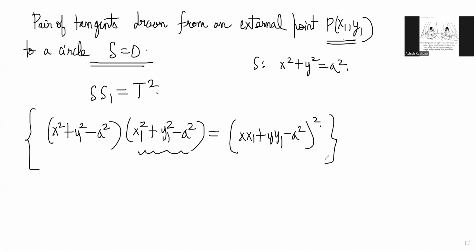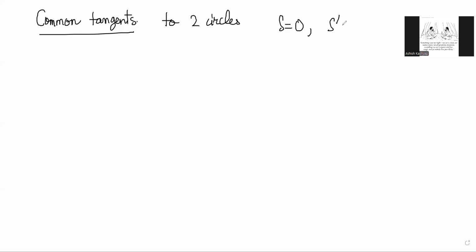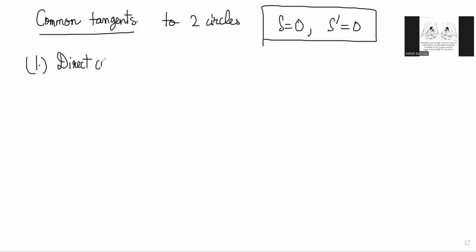Okay. Next thing that we want to talk about is the idea of common tangents to two circles, and the two circles are given by S is equal to 0 and S dash is equal to 0. These are the equations of the two circles. So how do we find common tangents? First of all, you have to understand there are two types of common tangents. There is a direct common tangent and there is a transverse common tangent.